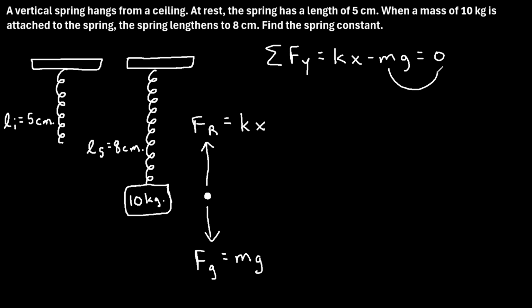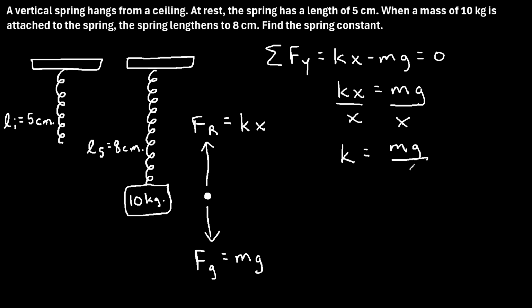So here's what we can do. Let's move this mg to the right-hand side. So we'll say k times x is equal to positive m times g. And to solve for k, the spring constant, we just need to divide both sides by x. So here's what we get: k, the spring constant, is equal to m times g divided by x.